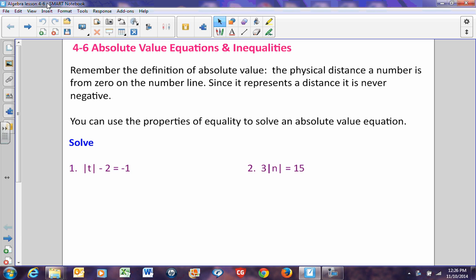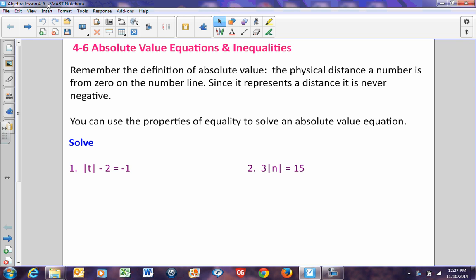You can go a positive distance in the negative direction, but you cannot go a negative distance. I can't run a negative 5 miles. I can run 5 miles in the wrong direction, but I can't run a negative 5 miles. You can use the properties of equality to solve an absolute value equation.